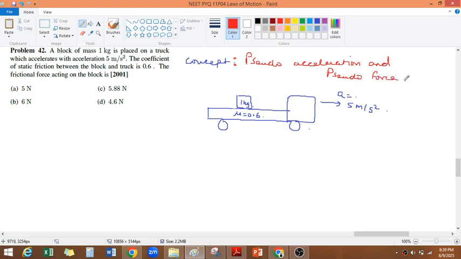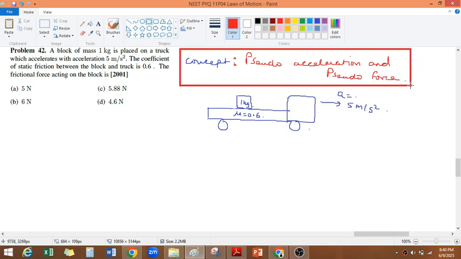Only if you know this concept will you be able to do these kinds of problems. Otherwise, there is no way you can do this problem. Sometimes when you look at the solutions online or in your books, they don't tell you the proper underlying concept. They give you the solution, but not the concept. That's why classroom learning is very important.